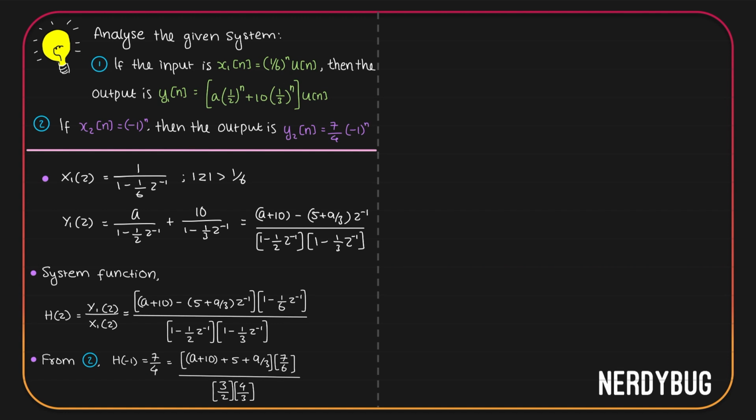Now this is equal to 7 by 4. The only unknown in this equation is a. So if you solve this, you will get the value of a. A is actually minus 9.